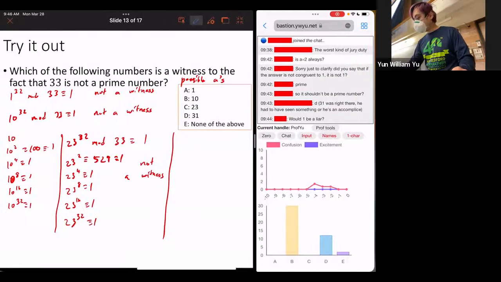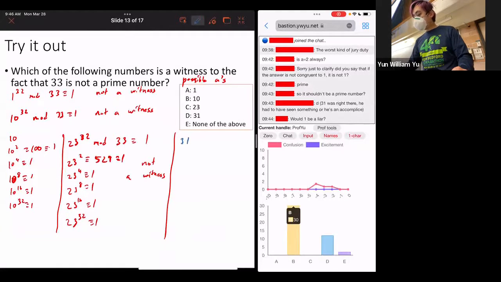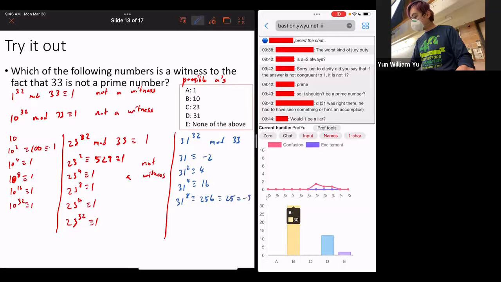And let's try one more. So presumably this one's going to work. So I'm going to put in a different color. 31 to the 32 mod 33. Well, 31 is congruent to minus 2, which makes life a little bit easier. 31 squared is congruent to 4. 31 to the 4th is congruent to 16. 31 to the 8 is congruent to 256, which is congruent to 25, which is congruent to minus 8. 31 to the 16 is congruent to 64, which is congruent to minus 2. And 31 to the 32 is congruent to 4.